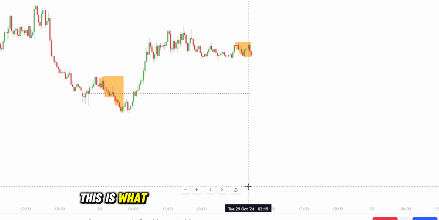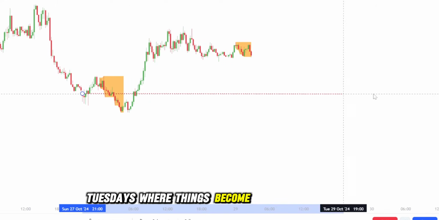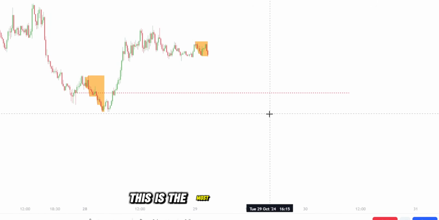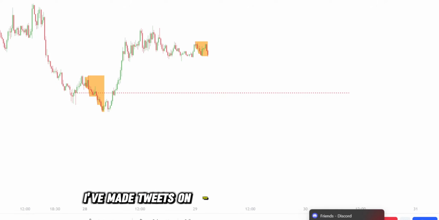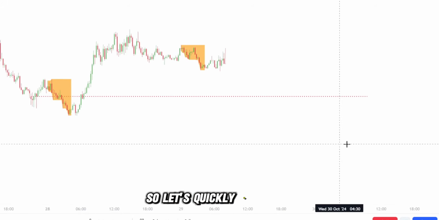And this is what my trade thesis was on Monday the 28th. Tuesday is where things become interesting. So again, we have our weekly opening, this dotted red line. This is the most important line you will ever draw on your charts. I've made tweets on this, and it's very popular in the comments and in my questions. So let's quickly go over this.